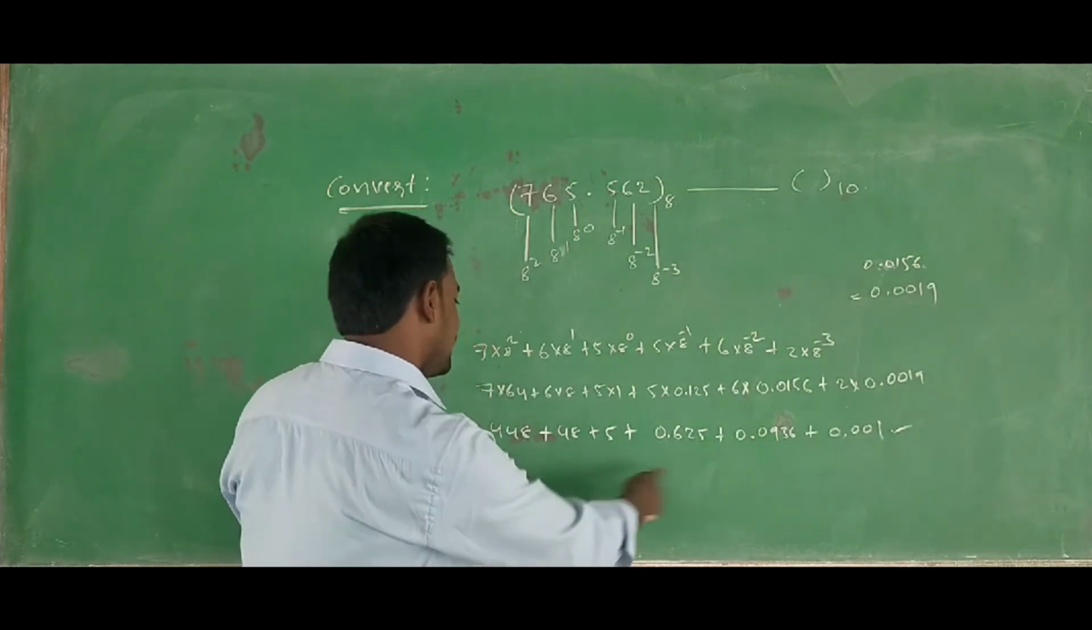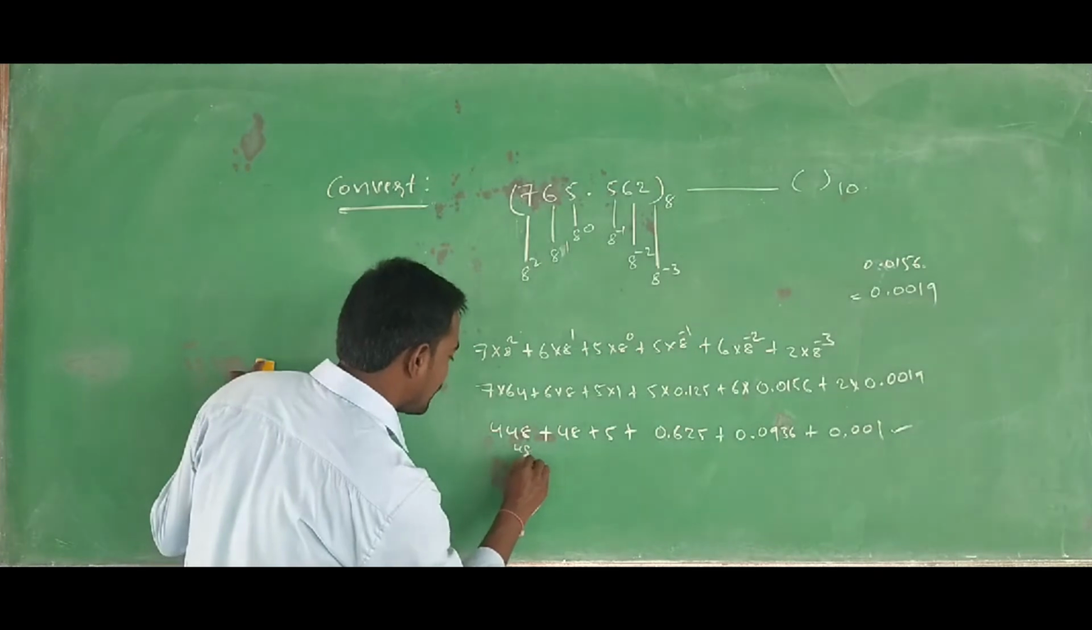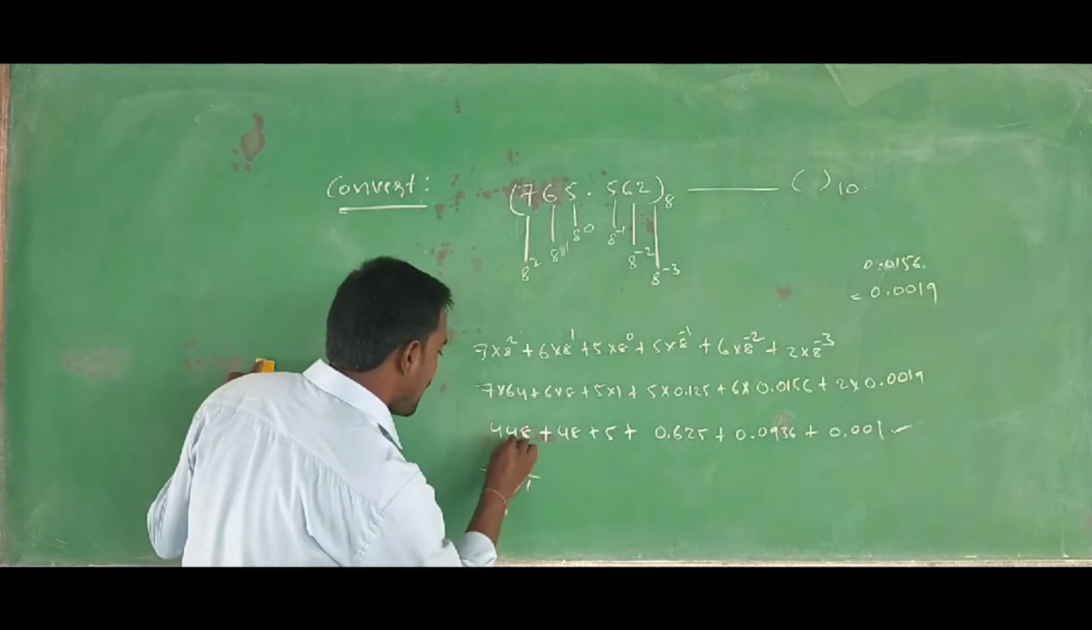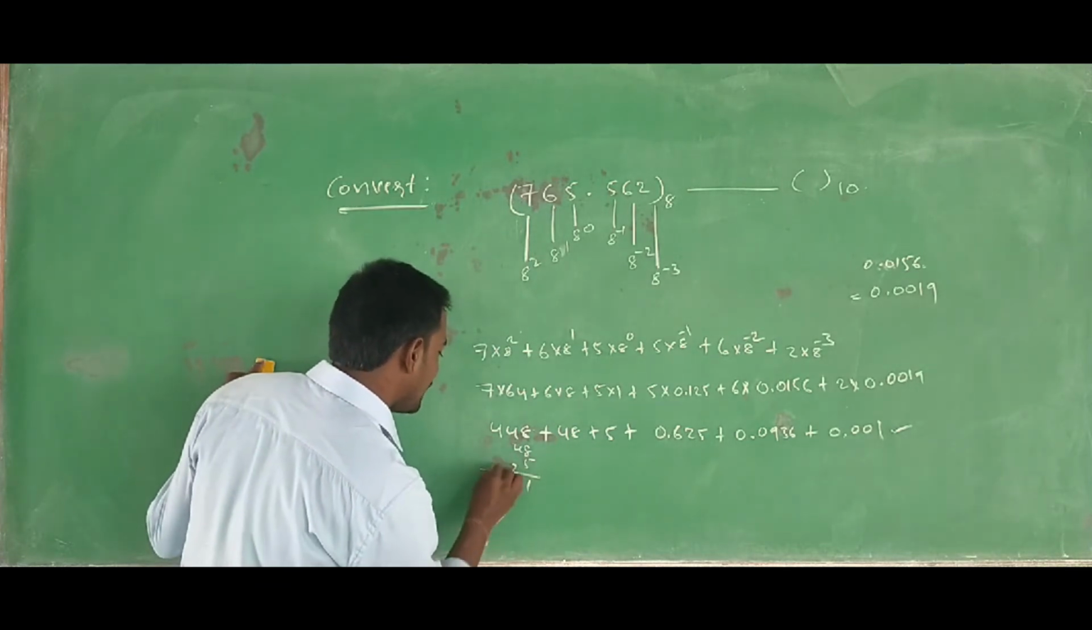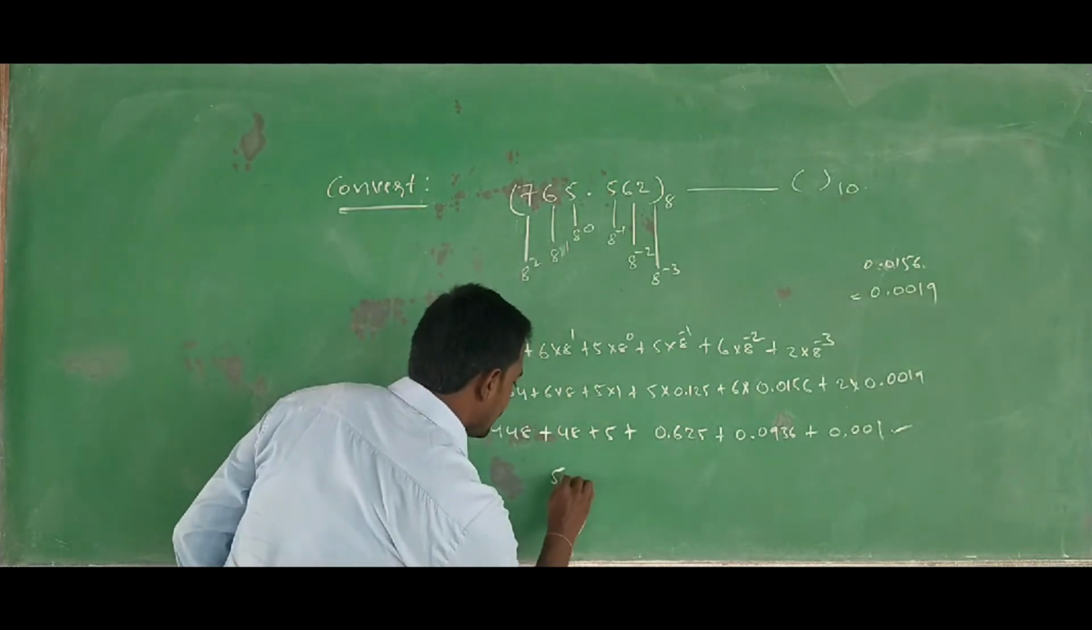After adding the total value, that is 448 plus 48 plus 5, 8 plus 8 is equal to 16, plus 5 is equal to 21, and 8 plus 2 is equal to 10, and we will get 501.